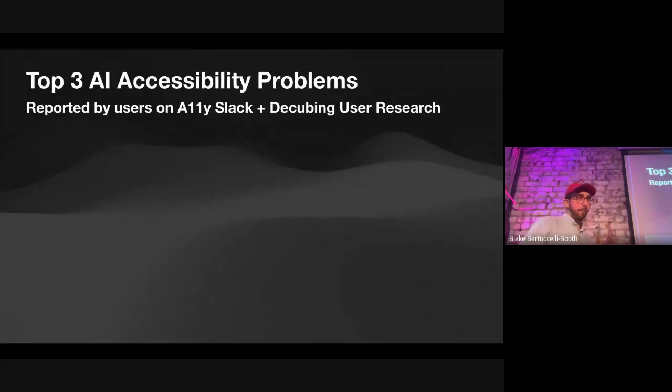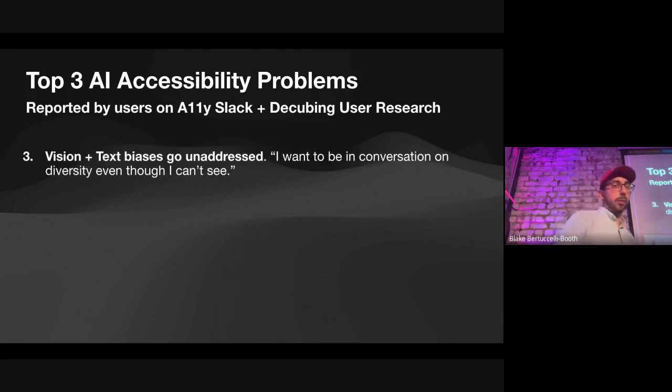So in putting this presentation together over the last few months, I've been talking with a lot of experts and also users, and I wanted to distill three key accessibility problems around AI. Users and people that I've talked to reported them, and I'll go down from 3 to 1, which is 3 the least important out of 3, which is still important, and 1 the most important. So number 3, which I have on screen right now, is vision and text biases go unaddressed.